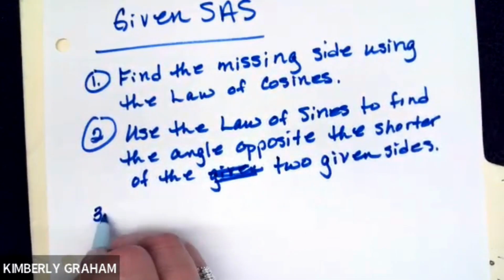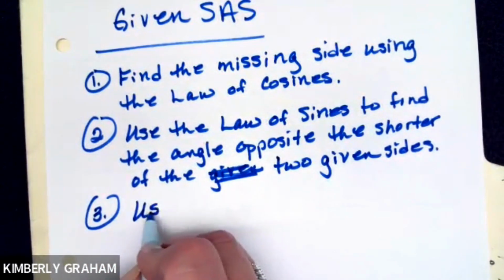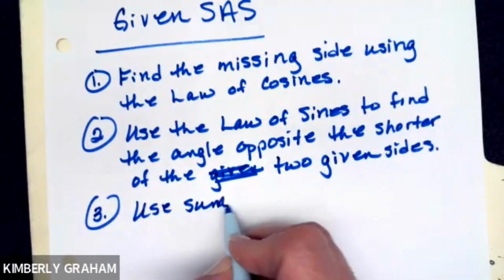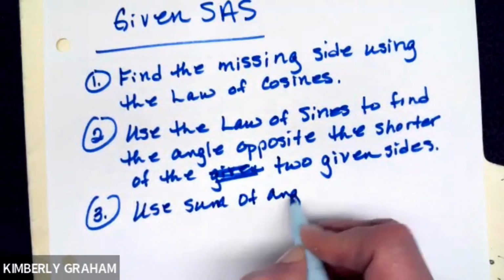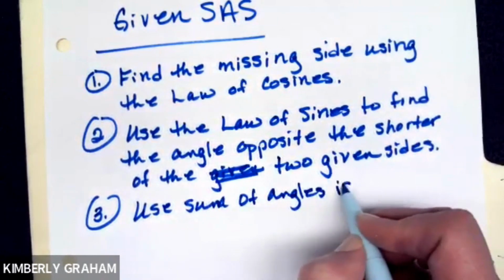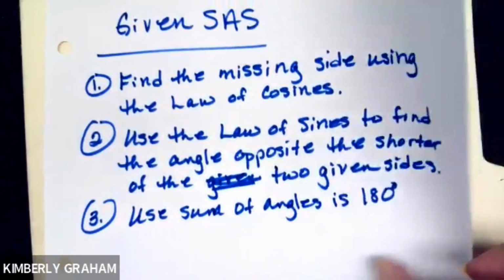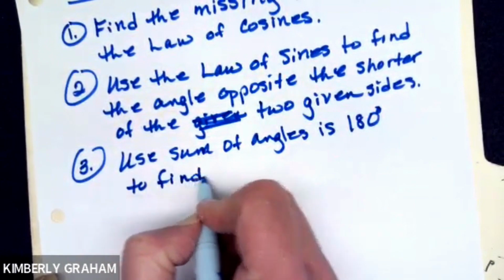And then my third step is to use the sum of angles is 180 degrees to find my third angle.